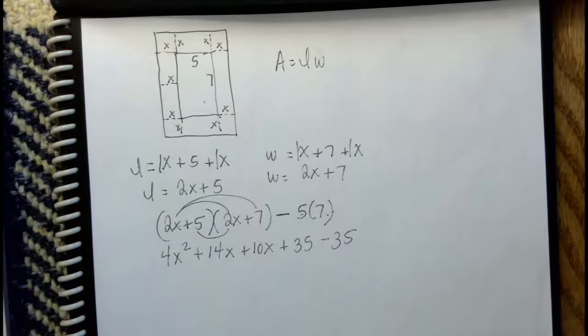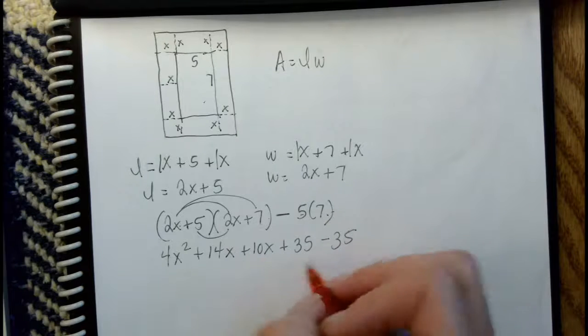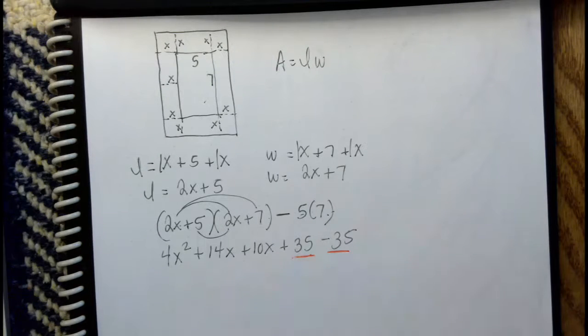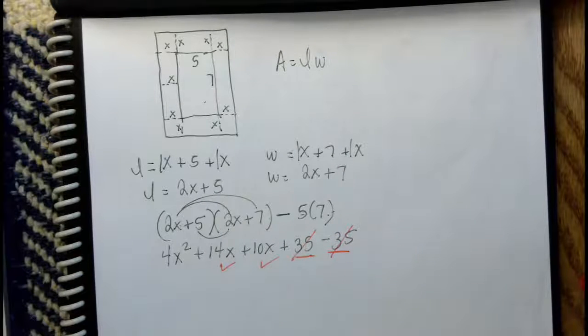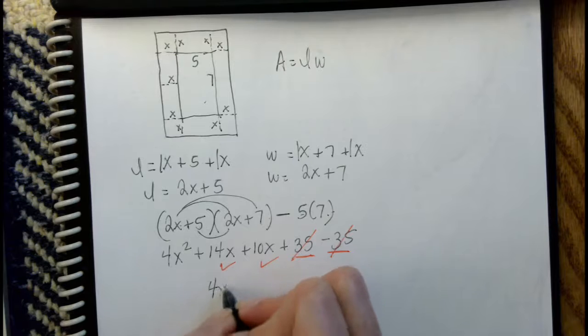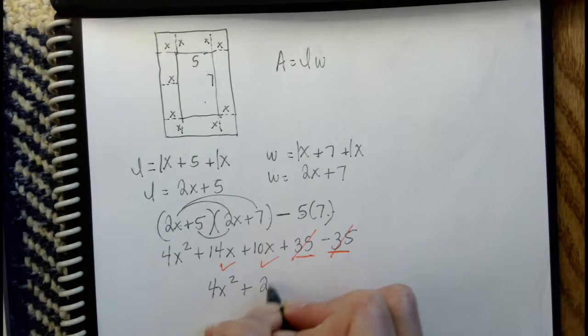Well, we can combine like terms, and the thing that stood out to me right away is this. We had plus 35 and minus 35. They canceled out. And that's not our only like term. We also have 14x and 10x. So we get 4x squared plus 24x.